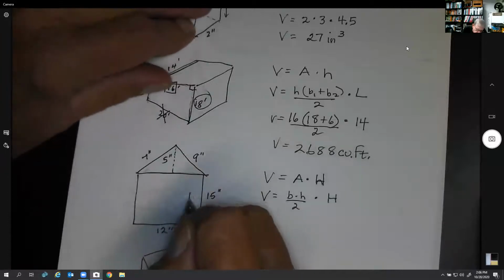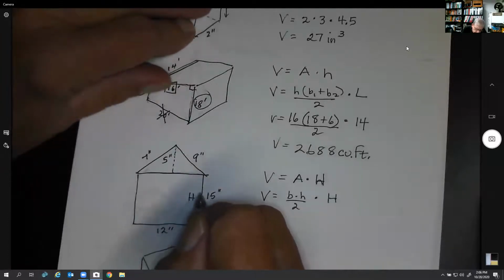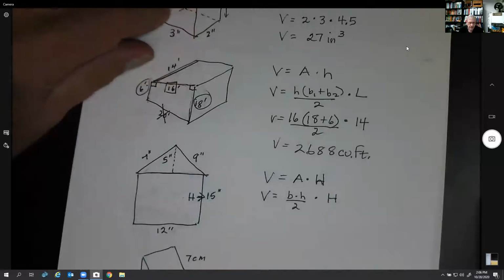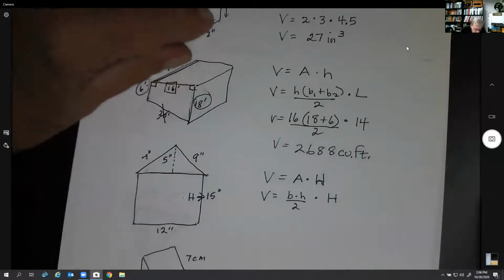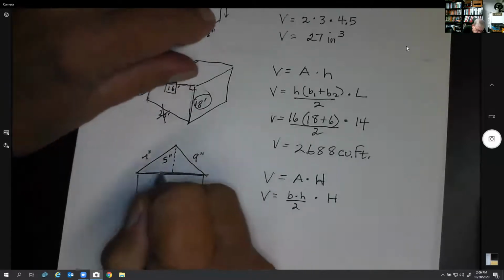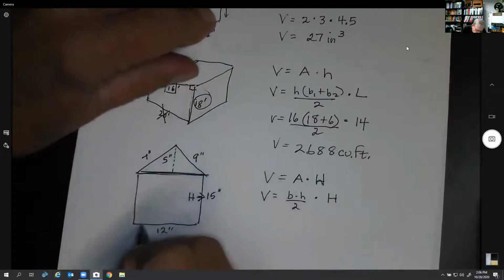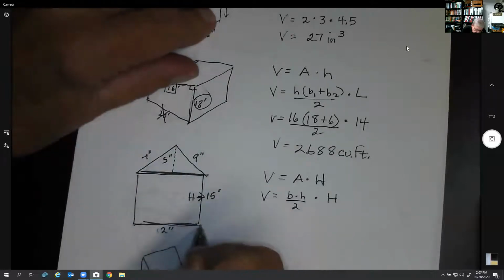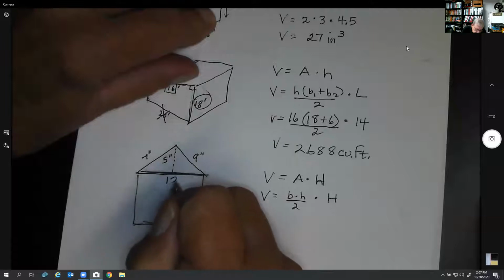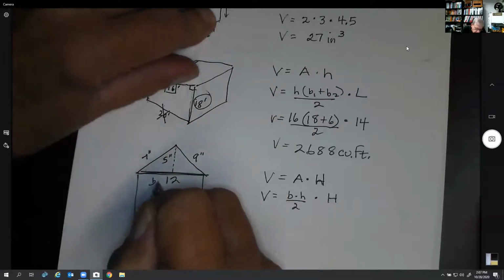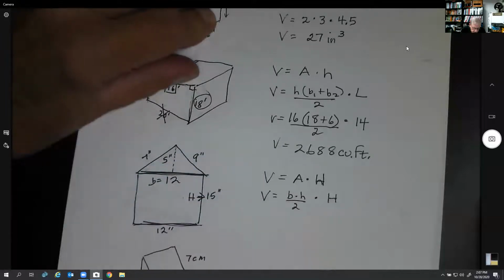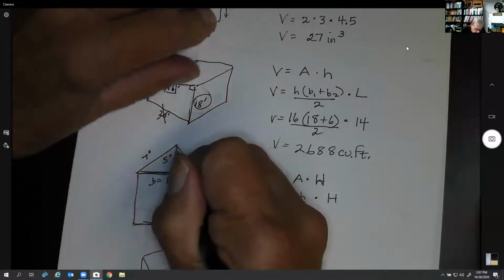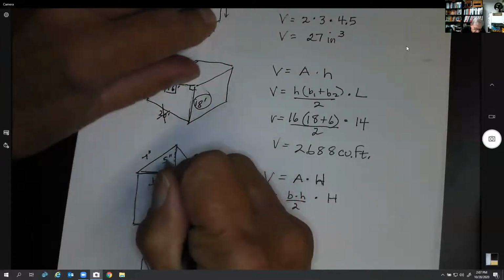So this right here would be our big height right here, 15. This right here is the base. It has no dimension, but if we look, this is parallel to it. So our base, our bottom, must have been 12. And our height of this little triangle is 5.